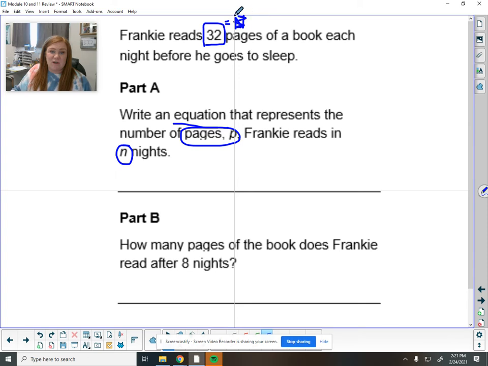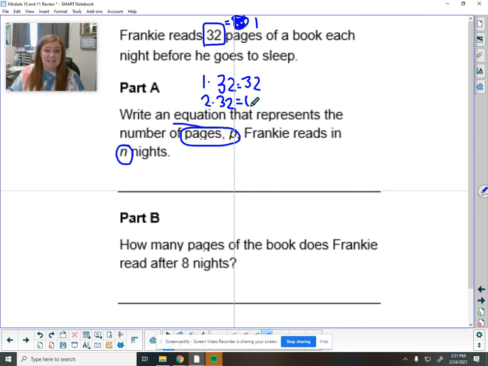Well, I guess I shouldn't call that n. So that's for one night. So if he reads for one night, how many pages did he read? 32. We did one night times 32 equals 32. Okay, what if Frankie reads for 2 nights? After 2 nights, we would multiply and get 64.